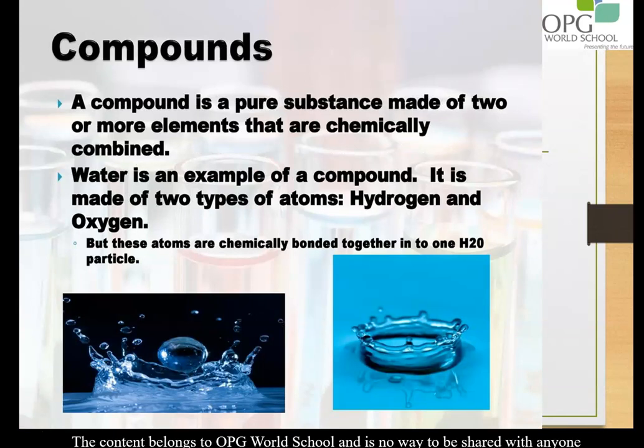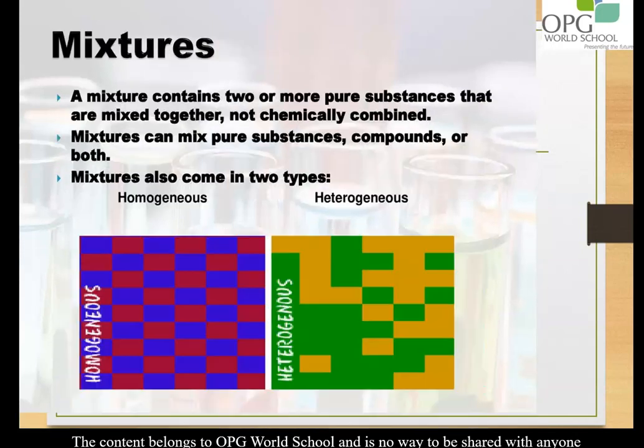A compound is a pure substance which is made up of two or more elements that have chemically combined with each other. So it is a little difficult to separate out a compound. For example, water is a compound. It is made up of two atoms of hydrogen and one atom of oxygen.